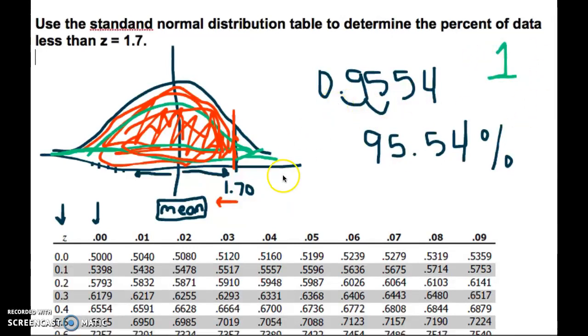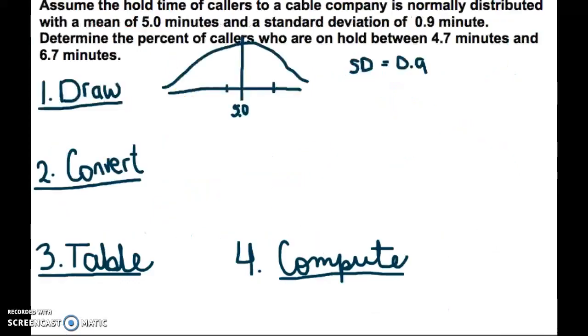So the z-table gives you a value as a decimal, and that decimal is relating as a part out of 1. I have 0.9554 out of 1, which can be equated to 95.54%. So the percentage of data less than 1.7 is 95.54%. Many problems won't actually give you the z-score, and you're going to have to find the z-score.